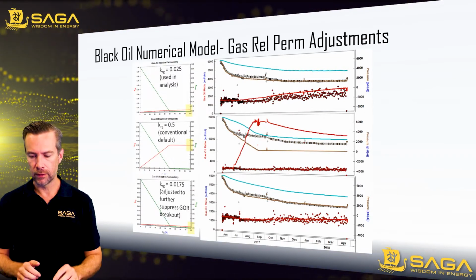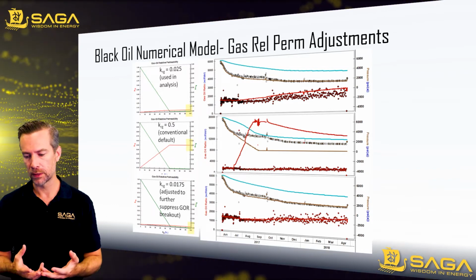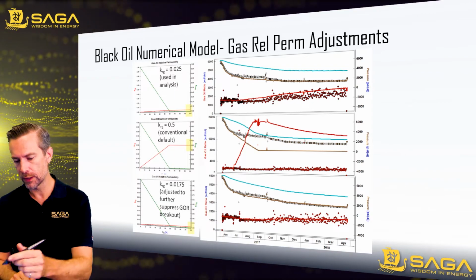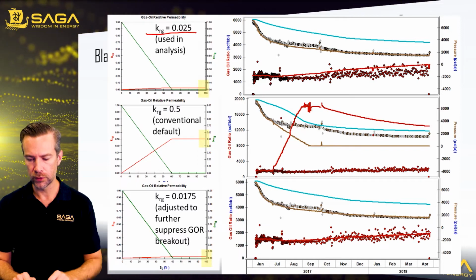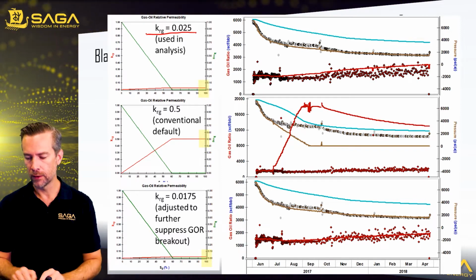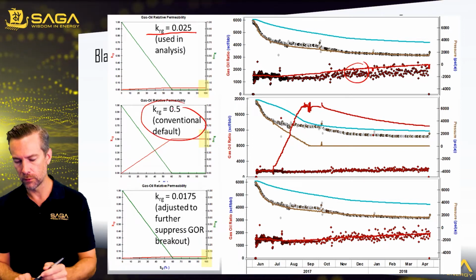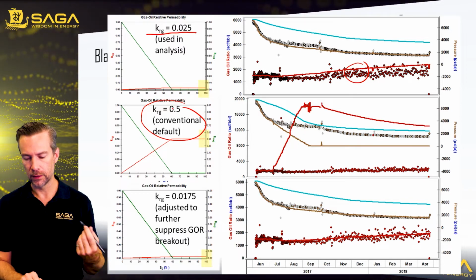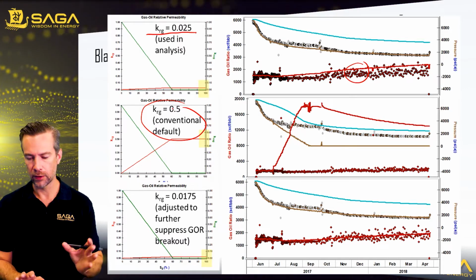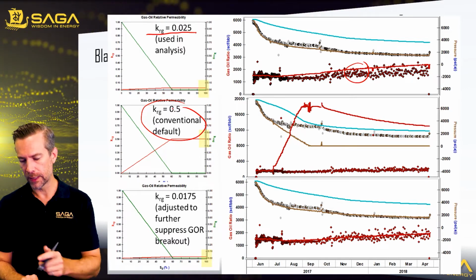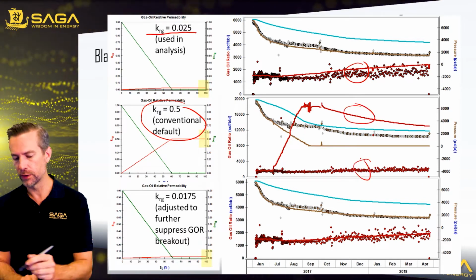Okay, gas rel-perm adjustments. As I mentioned, this is one of the most important considerations because it has a huge impact on GOR. As you can see, if you're using, for example, this KRG here, which is 0.025, that's a very, very low KRG, we get a pretty good match of the data. If I were to bring this back up to what we call a conventional default in the modified Corey curves, which typically set a KRG of 0.5, that's the result we get. We are in no way even close to matching that GOR to the data anymore.